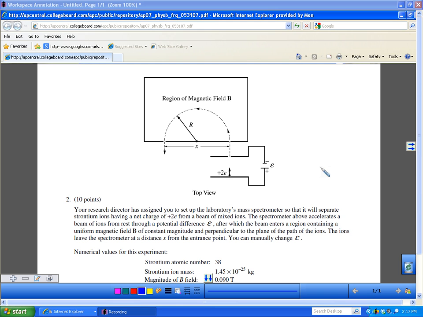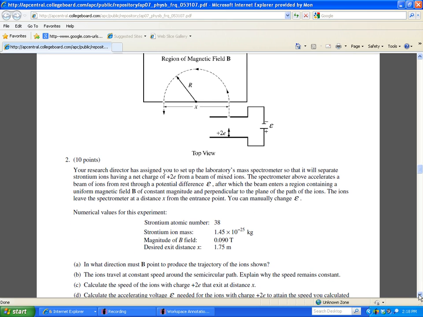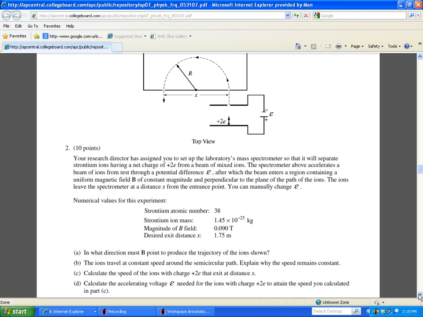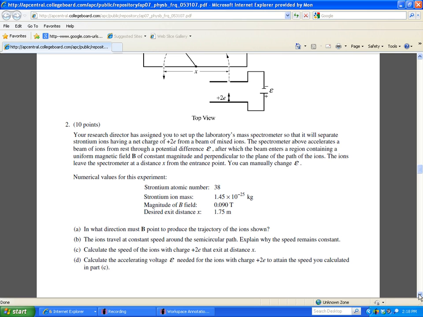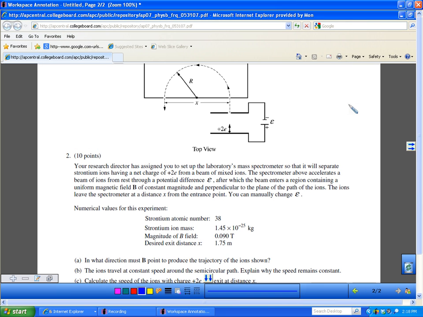You can manually change the EMF, and then they give you some information, so let's look at what they give you. They give you the strontium atomic number, the mass, the magnitude of the field, and the desired exit distance of x. And they want to know in what direction must B point to produce the trajectory of the ions shown.